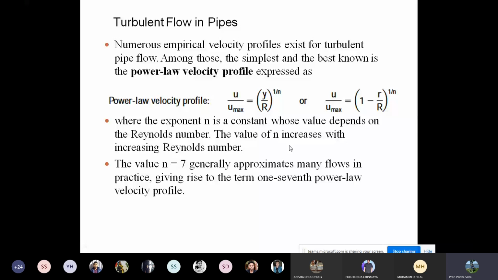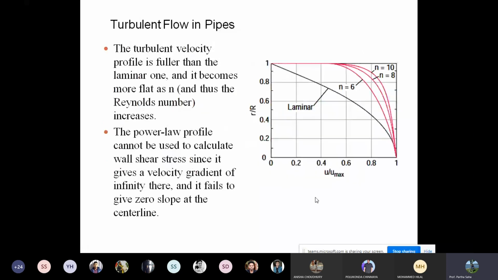Generally, n starts at 7. That is the approximate value for turbulent flow, and it is sometimes known as the 1/7 power law velocity profile for turbulent flow. As the Reynolds number increases, n increases, and as you can see, for laminar flow it is pretty flat, right? When n increases, the power law function comes into the picture, and you can see n equals 6, 8, and 10. The power law profile cannot be used to calculate the wall shear stress.